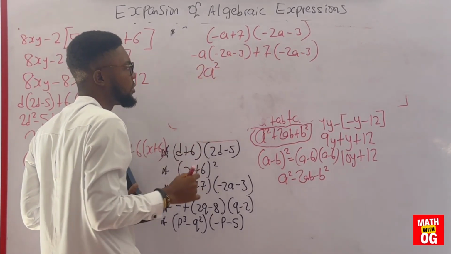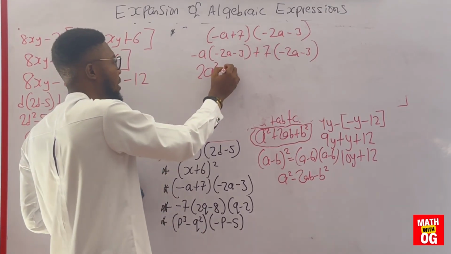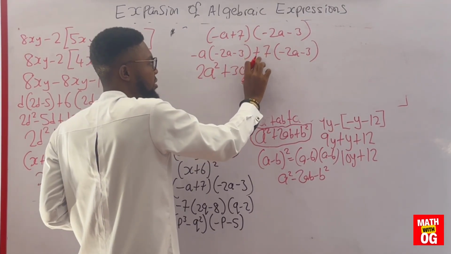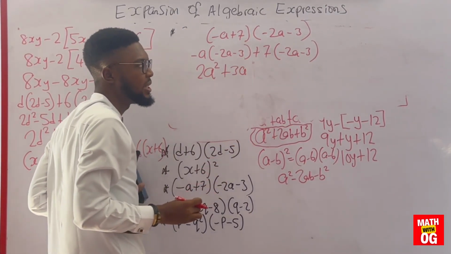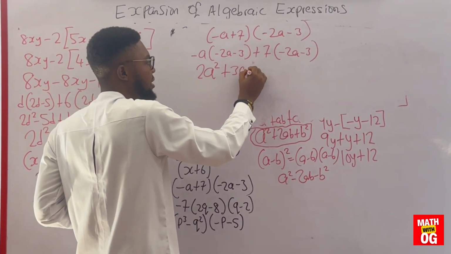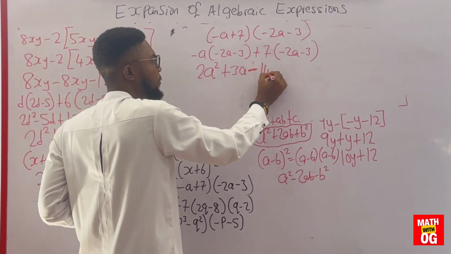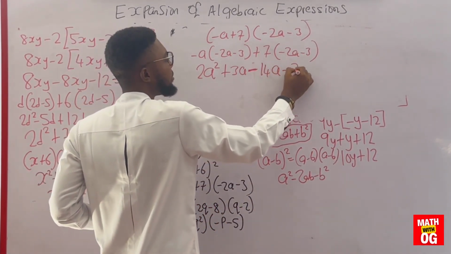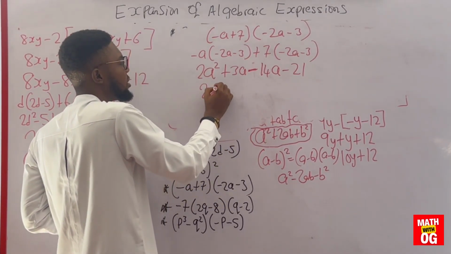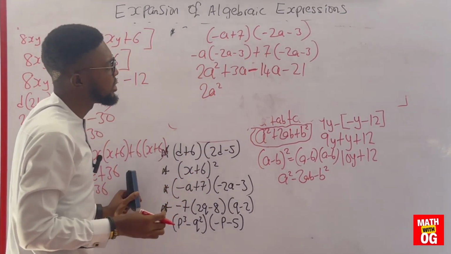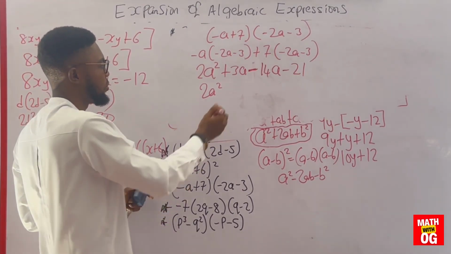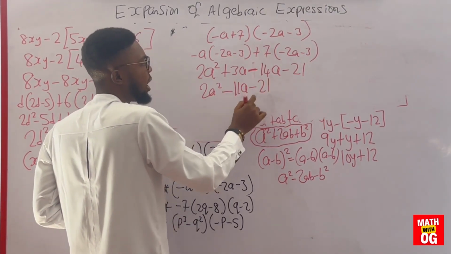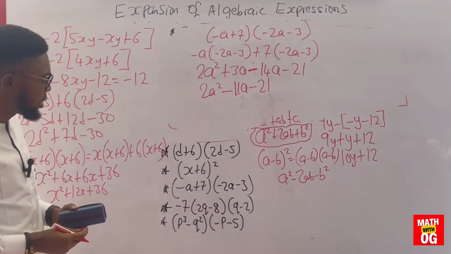Negative a times negative 3. Negative times negative is positive, so we have a positive 3a. Plus, okay, this cannot be positive anymore because positive 7 times negative 2 will give us a negative 14. Remember, you have an a there, so this is a negative 14a. Positive 7 times negative 3 should give us a negative 21. Now we have 2a squared, 3 minus 14 is negative 11 with an a, negative 11a, then you have negative 21. I believe you can't factorize beyond that.